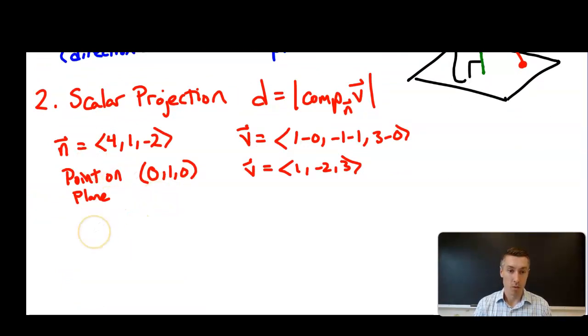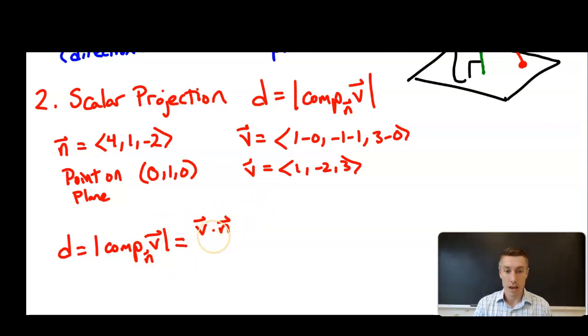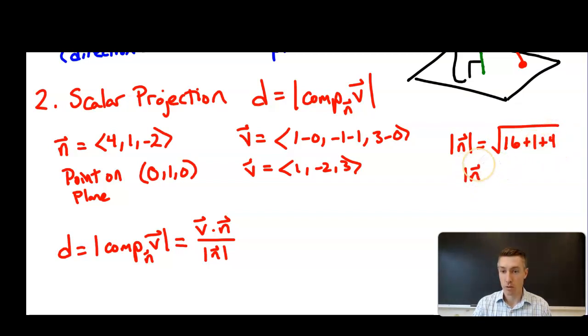And now we're going to find the distance, which is the absolute value of the component, or the scalar projection of v onto n. So that is v dotted with n over the magnitude of n, since that's the vector we're projecting onto. That's the vector we want to be a unit vector. So it does look like we need one more piece of information, which is the magnitude of the normal vector. I'll use the space here. That's going to be the square root of 4 squared, so 16. 1 squared is 1. Negative 2 squared would be 4. So the magnitude of the normal vector is the square root of 21.